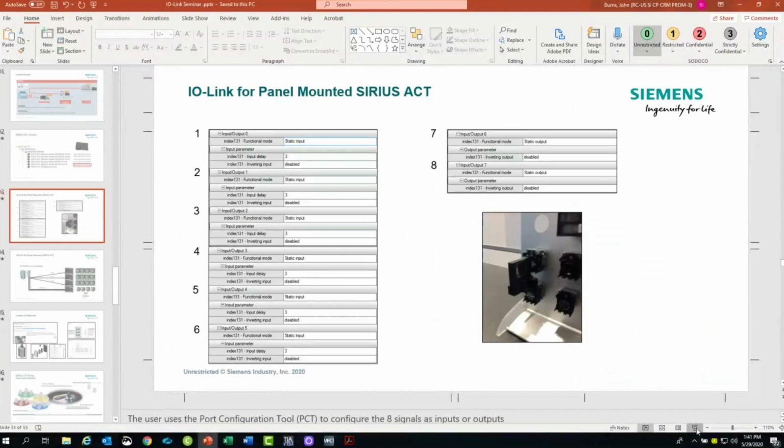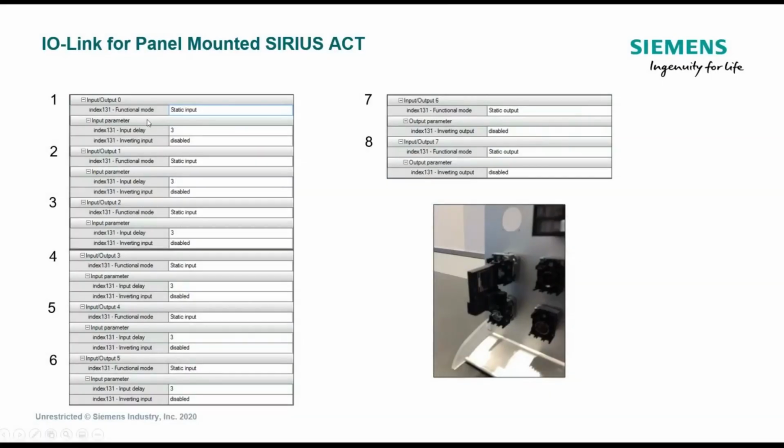That's this slide again. So here's a picture from inside the PCT tool, and you can see it's input output 0 through input output 7. So you have the bits, and you decide, are they input or are they output in nature? Hopefully that answers the question. If not, we can go further.